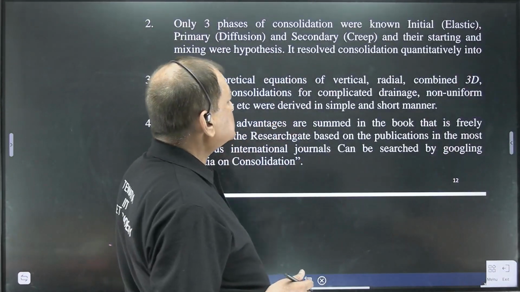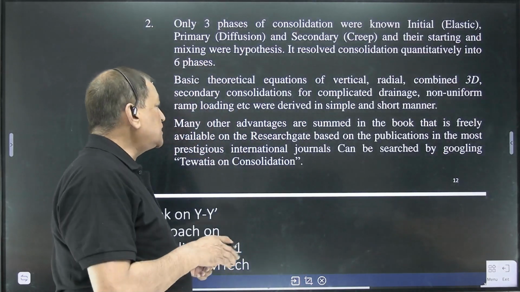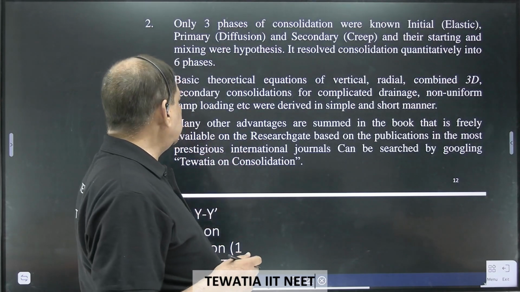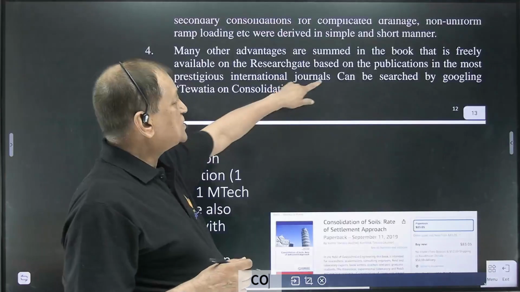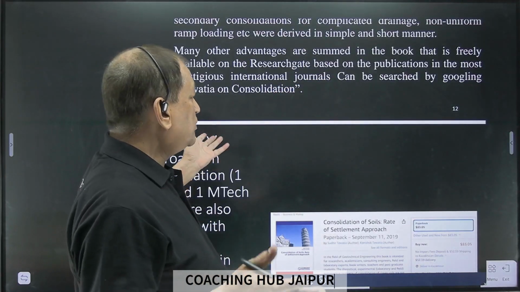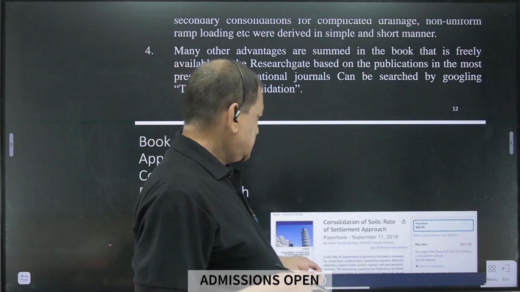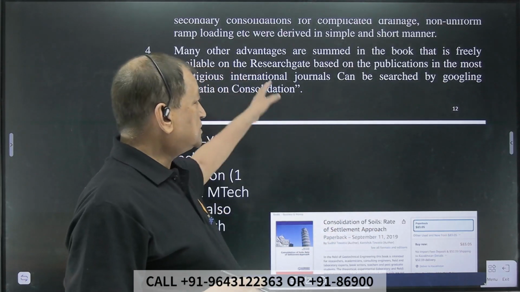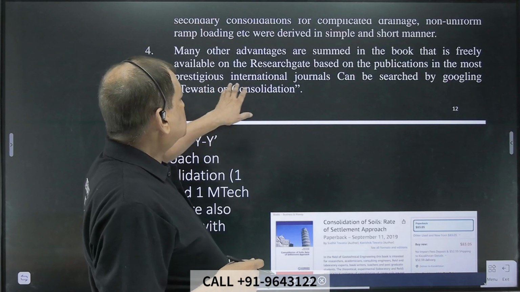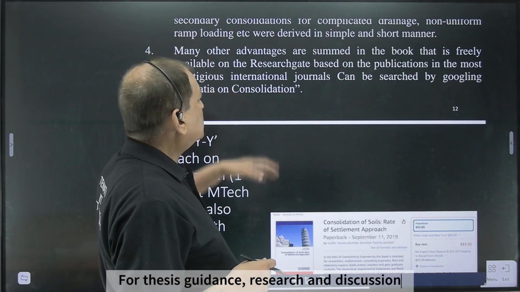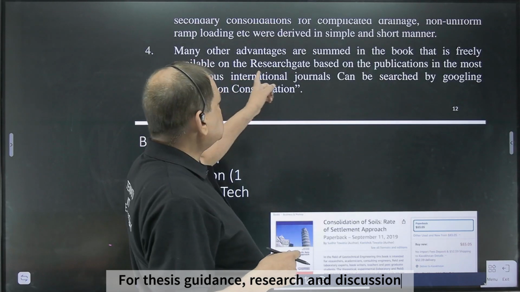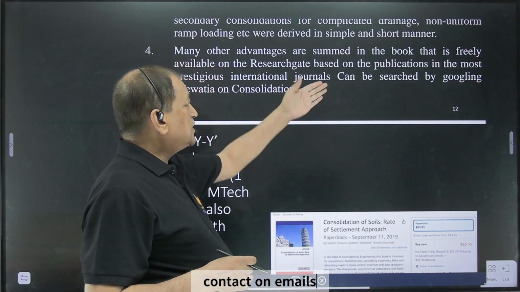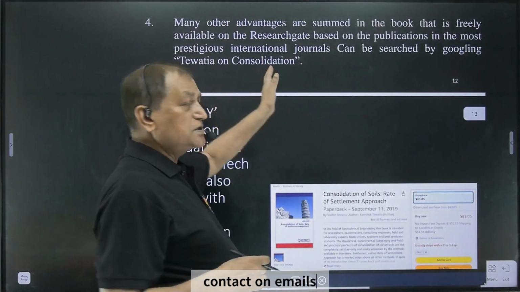Basic theoretical equations of vertical and radial combined 3D secondary consolidations for complicated drainage, non-uniform ramp loading, etc. were derived in a simple and short manner. Many other advantages are summed up in the book. There's a full book written on this by authors Sudhir Tewatia and Kanish Tewatia. Kanish Tewatia is author of this paper also with me. That book is freely available on ResearchGate, based on the publications in the most prestigious international journals. It can be searched by googling Tewatia on consolidation.